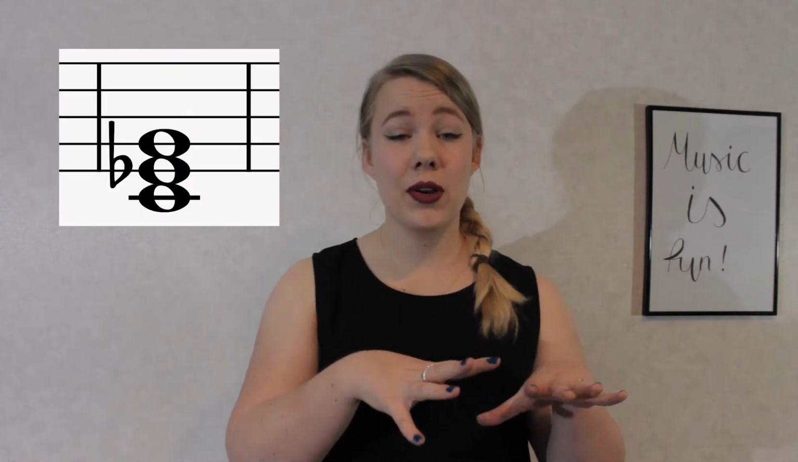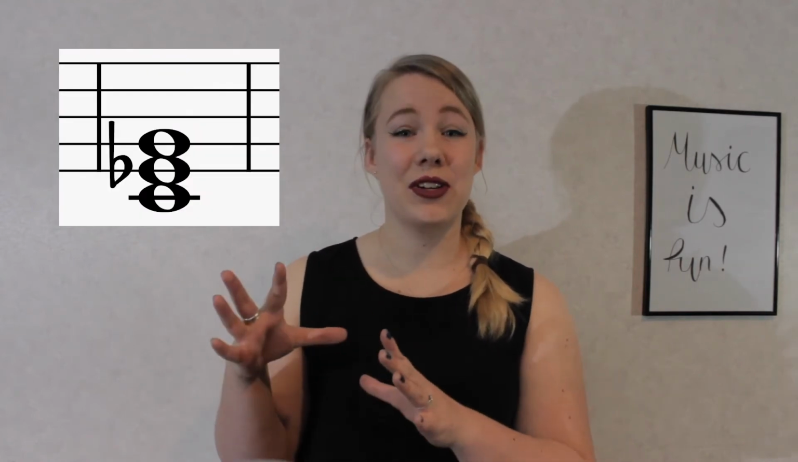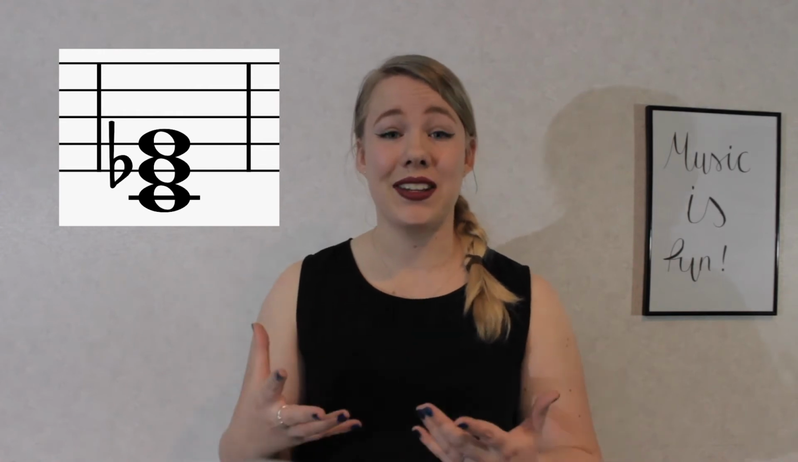To find a minor chord, you simply want to flip these around and put the 4 semitone interval on the bottom of the triad and the 5 semitone interval on the top to create your minor sound.